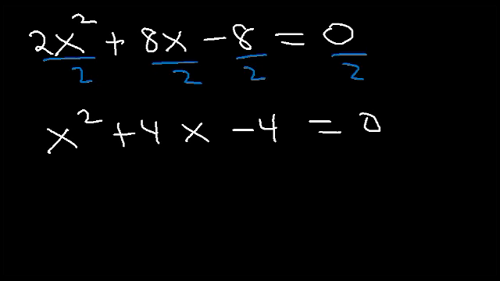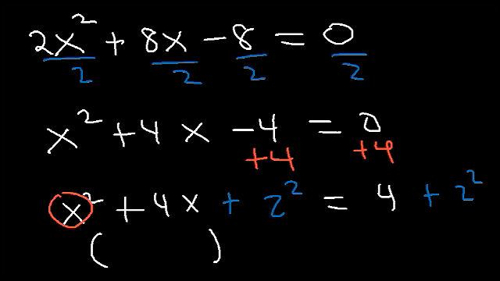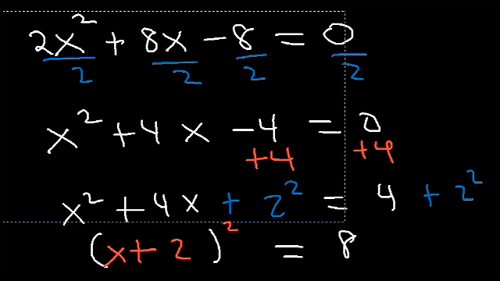So now let's add 4 to both sides. So we have x squared plus 4x is equal to 4. So now let's complete the square. Half of 4 is 2. So let's add 2 squared to both sides. So to factor it, it's going to be x plus 2, the number before you square it, and then squared. On the right side, 2 squared is 4, 4 plus 4 is 8. So this is what we now have.